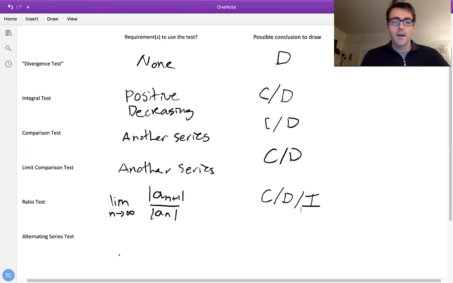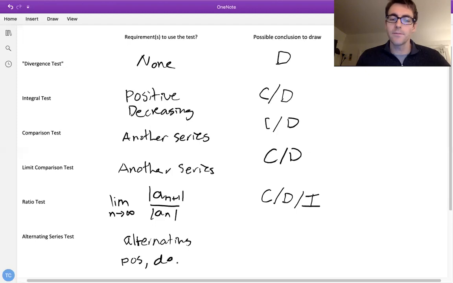The last test is the alternating series test. The main condition to be able to use this is that our series is alternating. We also need the sequence to be positive and decreasing. And if we have a series that meets these conditions, that's alternating, it's always positive, it's always decreasing, it automatically converges. No matter what the rest of it's doing, we get a convergence statement for free.